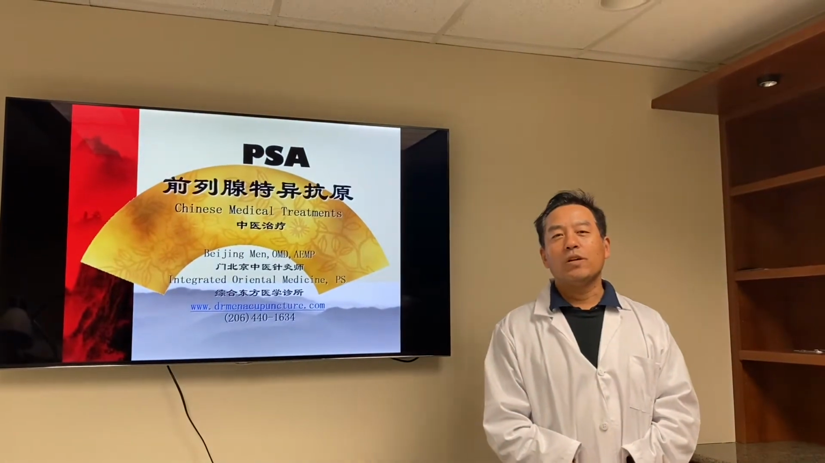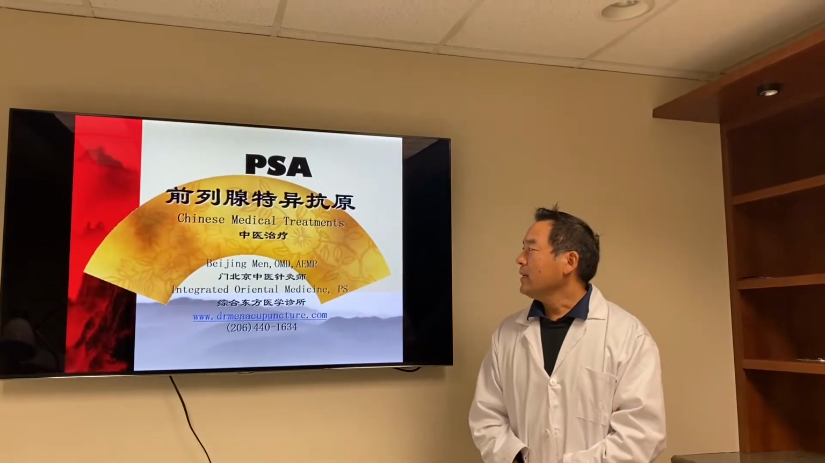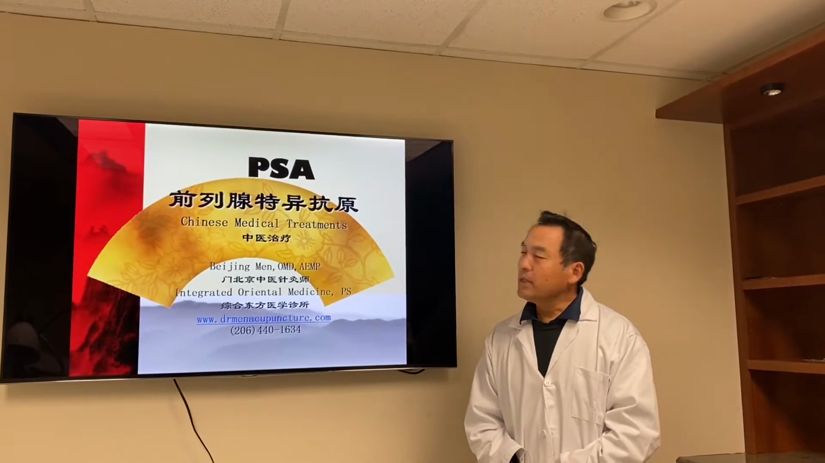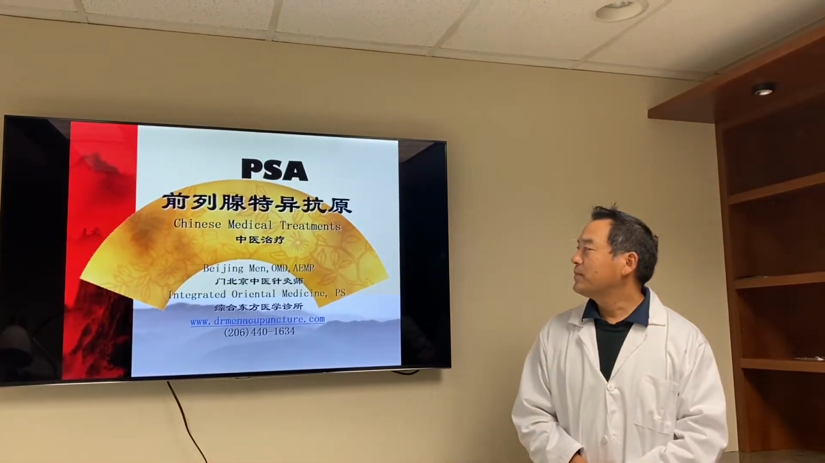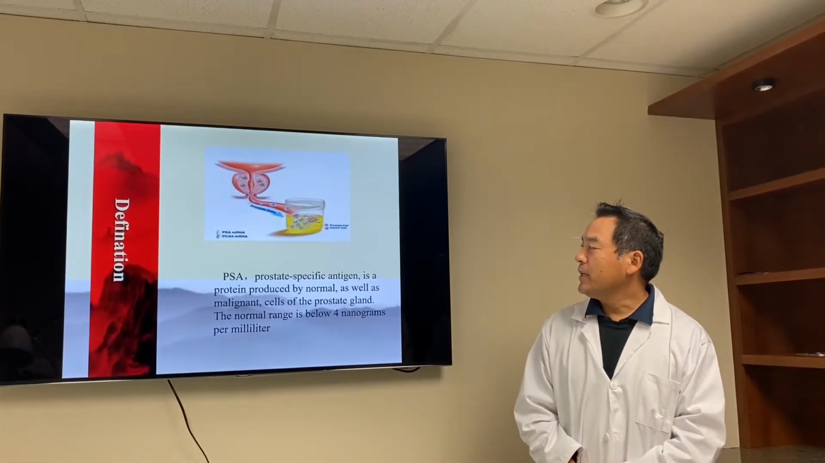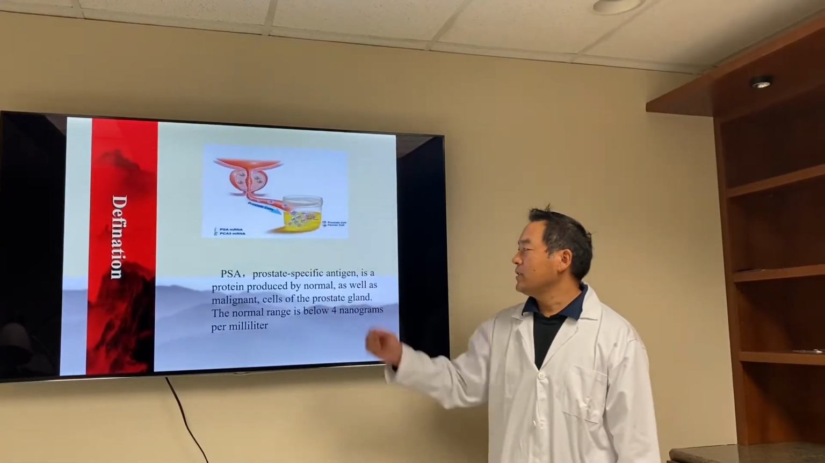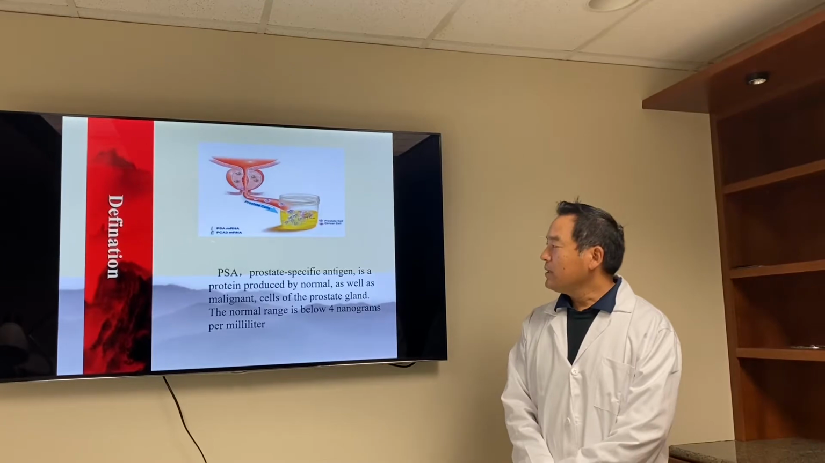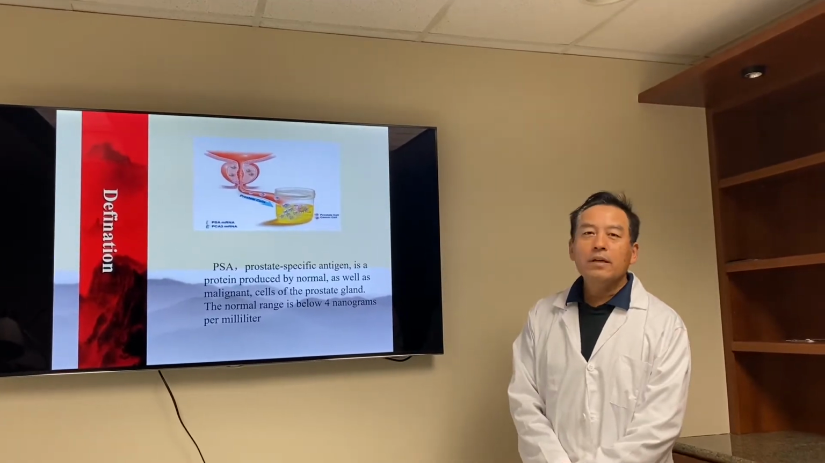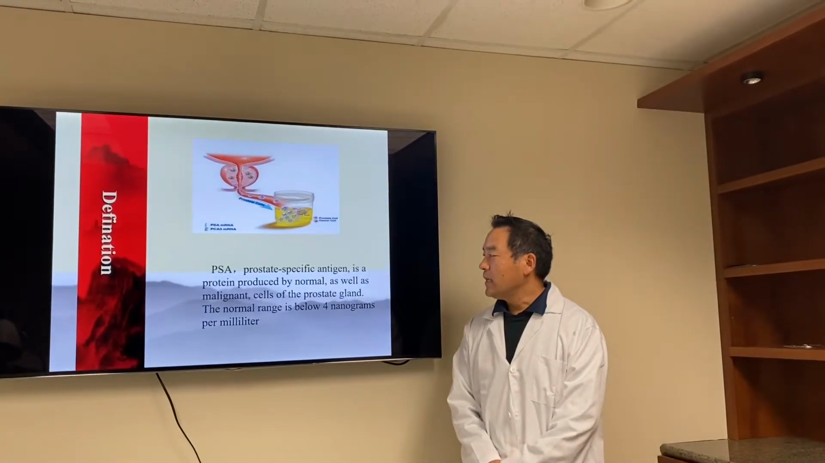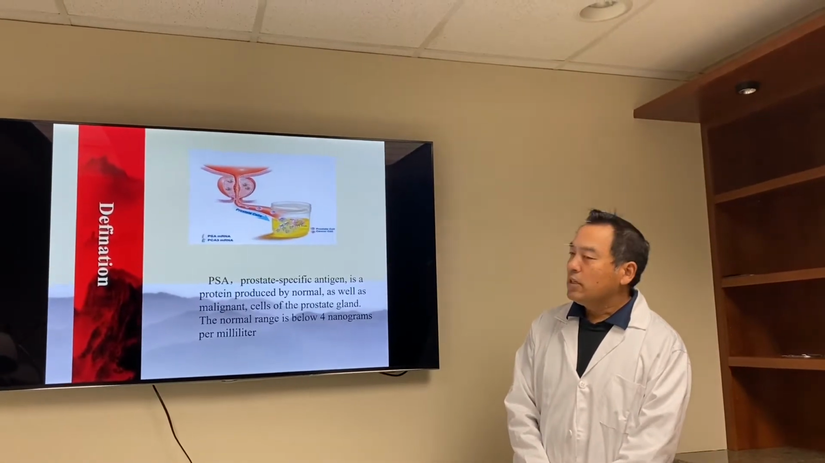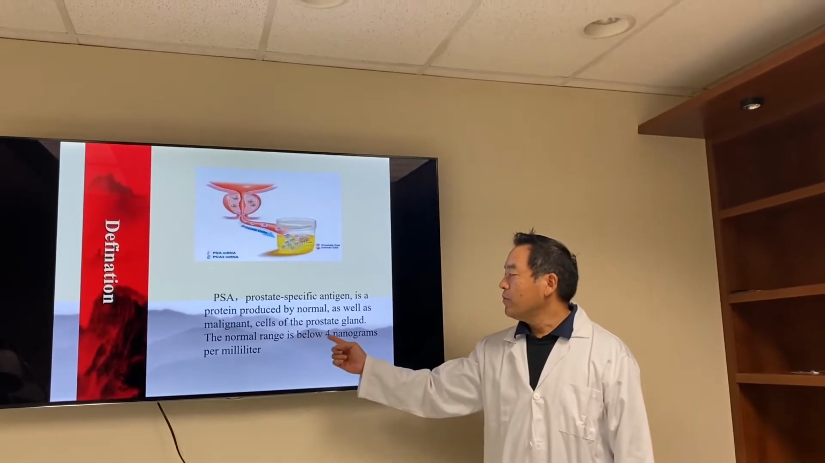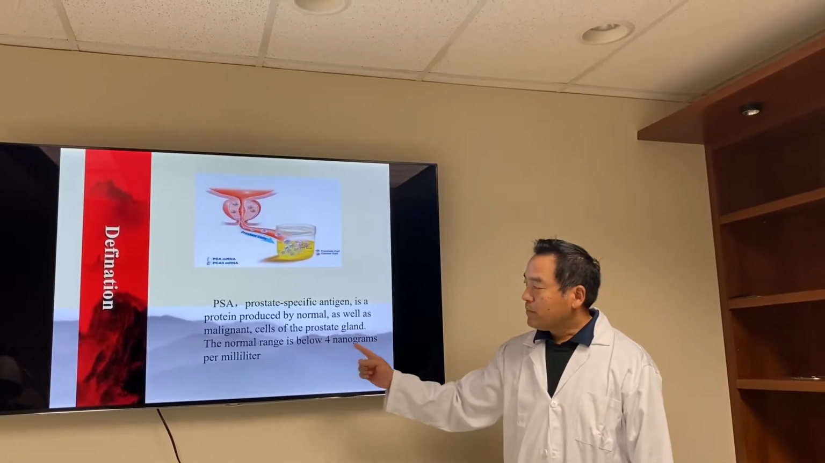Today, we're going to talk about PSA and its Chinese medical treatment. PSA is prostate specific antigen. It is a protein produced by normal as well as malignant cells of the prostate gland. The normal range is below 4 nanograms per milliliter.